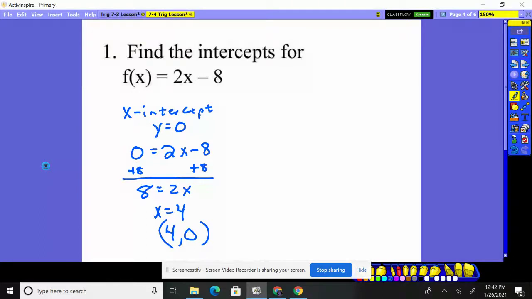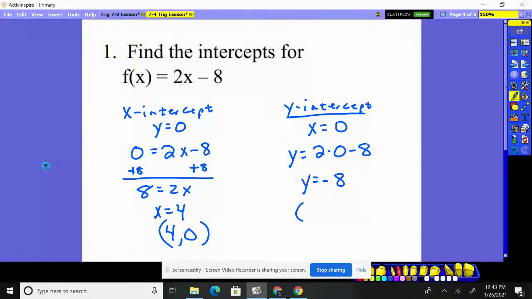Now, what about the y-intercept? Well, the y-intercept occurs when the x value is 0. So that's easy enough. So y equals 2 times 0 minus 8. Y equals negative 8. So the y-intercept is occurring at (0, -8).